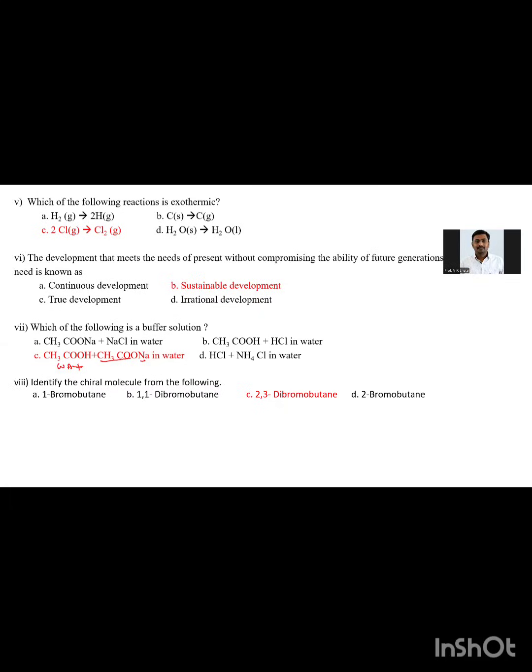Option D, identify the chiral atom or chiral molecule. Chiral means the atom or group of atoms which contains 4 different atoms or groups of atoms. If you observe in the case of the third option, the second number carbon and third number carbon, the 2,3 bromo, is a chiral carbon which has 4 different atoms or groups of atoms. So option C is the correct answer.